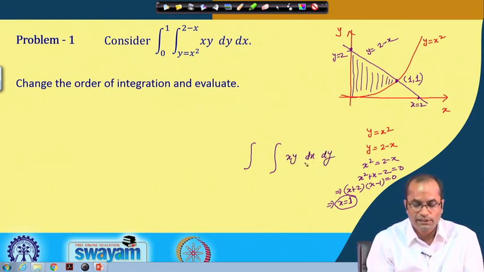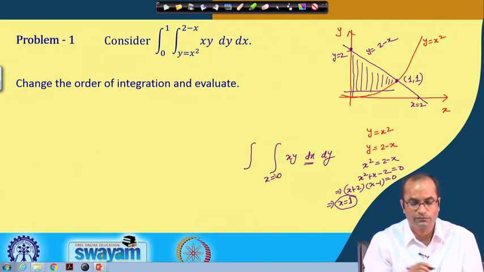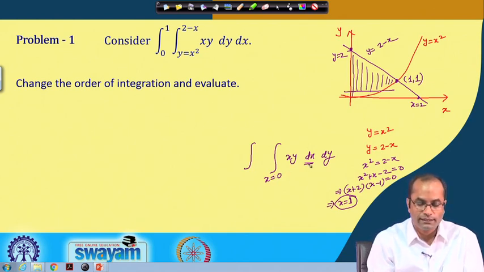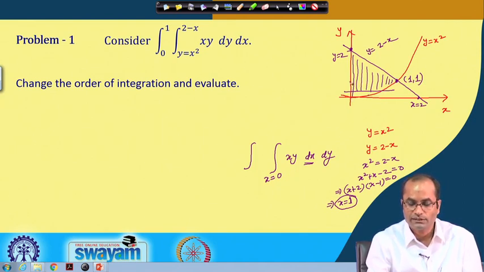So, first with respect to x. For x we have to draw a line parallel to the x axis and see where it enters and leaves the domain. So, in this case it always enters through the line x is equal to 0. So, here we have x is equal to 0 as the lower limit, and then we have the upper limit.